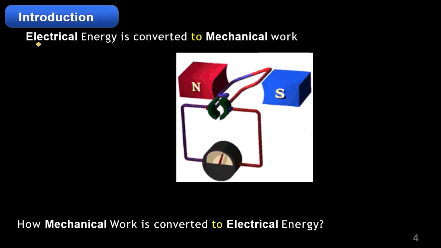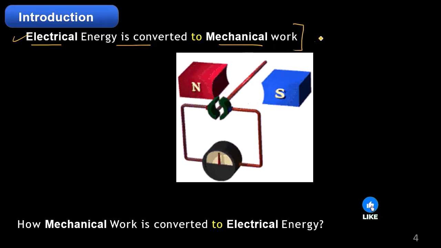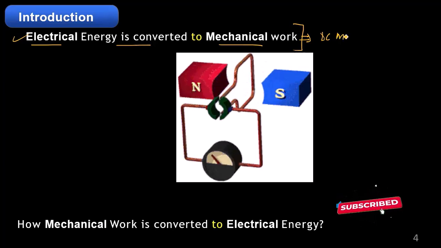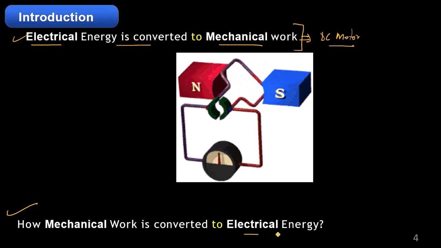So electrical energy is converted to mechanical work. Electrical energy converted to mechanical work. So for this setup, I need a battery which can produce electric energy, and now I want to convert it into mechanical energy. Okay. So this form of device is known as DC generator or DC motor. So this is known as the DC motor, where I supply the electrical energy and I get the mechanical work. The reverse is that now the mechanical work is used to convert the electrical energy.